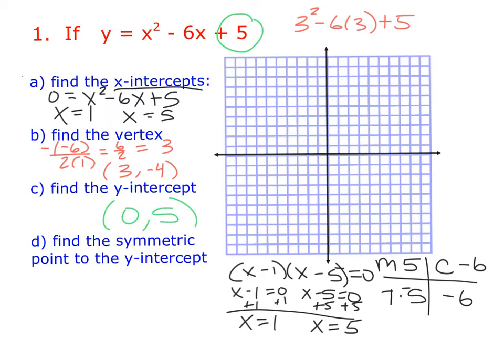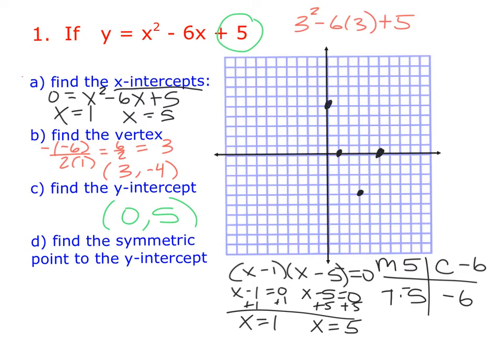So right now we have a bunch of information, so let's start with that. And then we'll go and do the symmetric point. So I have my x-intercepts on the x-axis. I go to 1, and I go to 5. 2, 3, 4, 5. So I've got those points. And then I have my vertex, which is 3, negative 4. To the right 3, down 4. 1, 2, 3, 4. And then I have 0, 5. 1, 2, 3, 4, 5.